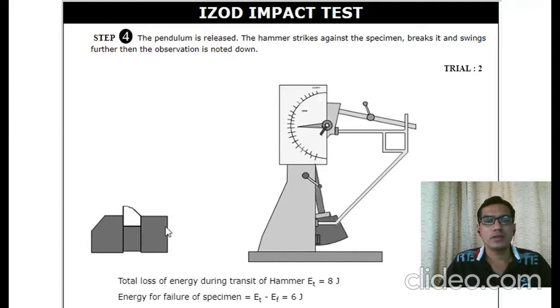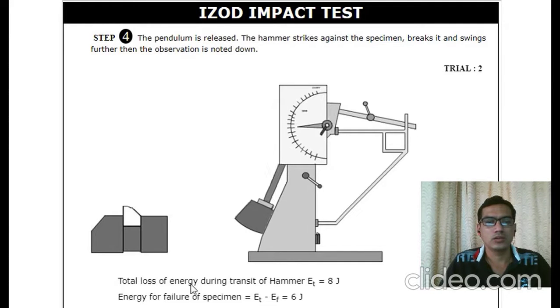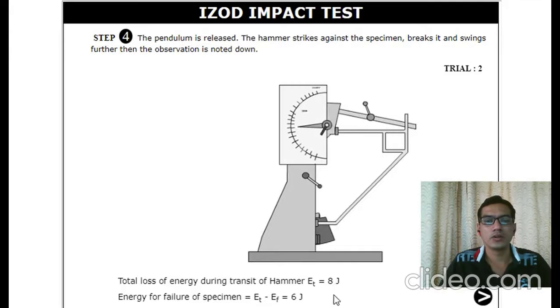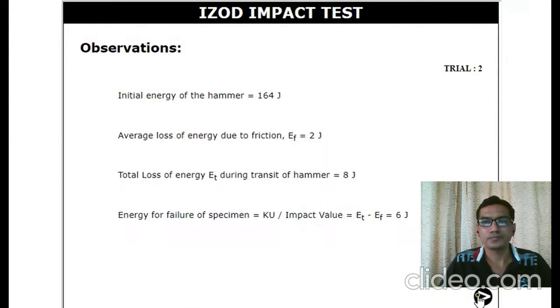So the sample is broken, and the total loss of energy during the transit of the hammer is equal to 8 joule. Therefore, the energy for failure of the specimen is the loss of energy during the transit of the hammer minus the loss of energy due to friction. Therefore, 8 minus 2 joule is equal to 6 joule. So this is the observation for trial number 2.